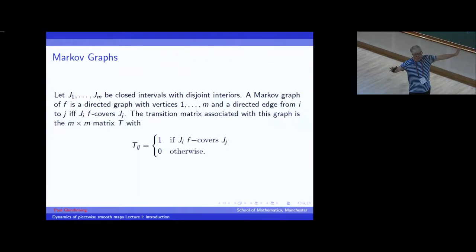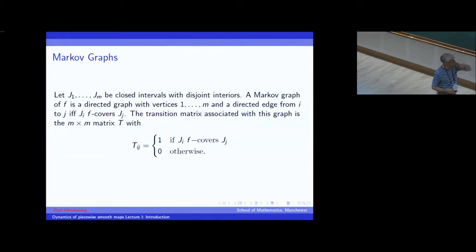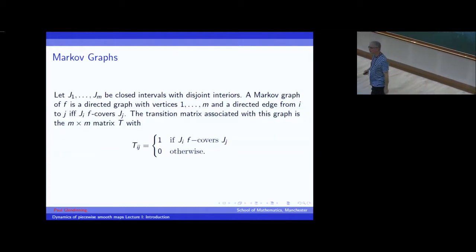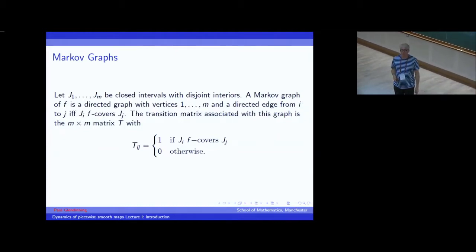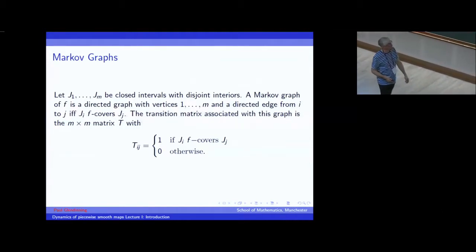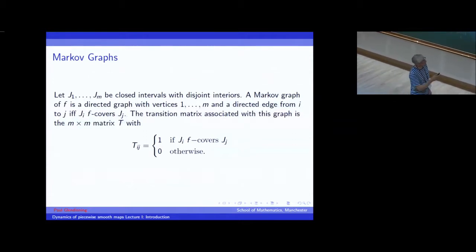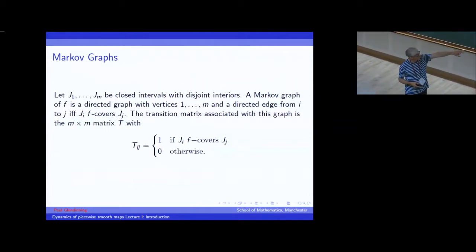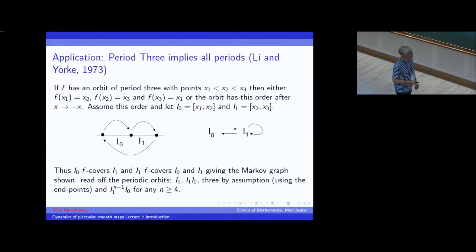So you've got some set of intervals, you ask which ones cover which ones, if any of them do, and you then set up a graph, and I'll do this for an example. It's one of those irritating things where when you write it down, it looks really complicated. When you do it on an example, it's ridiculously easy. And then we also associate a transition matrix with a graph, which is an n by m matrix with Tij equals 1 if Ji f-covers Jj, or 0 otherwise. So in other words, it's 1 if there's an edge from I to J. And I've gone theory. Let's do an example first, and then we'll zip back to the theory.